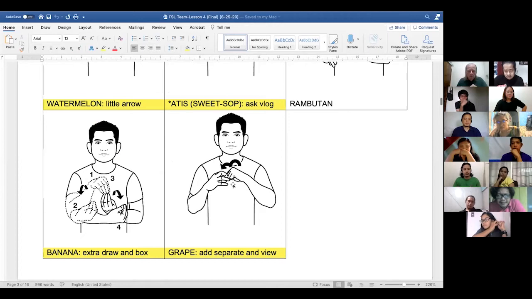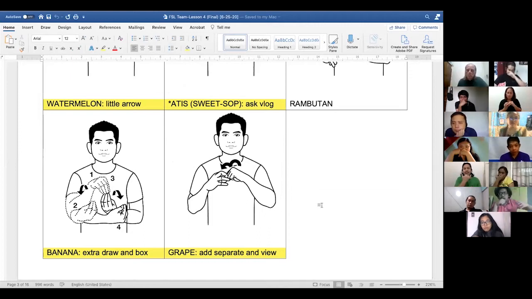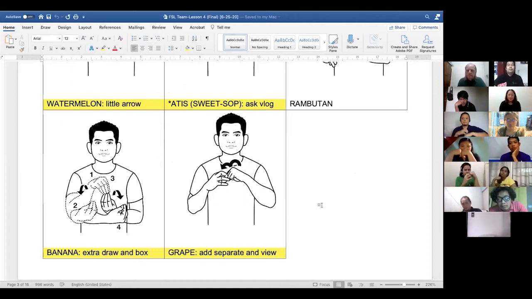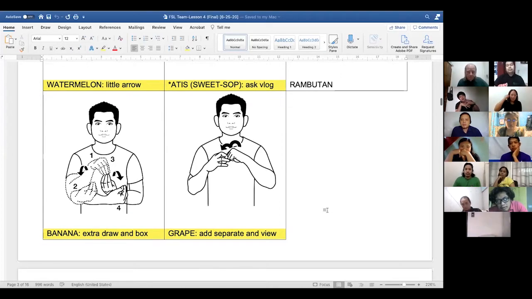Now, I'm not sure about this one, but is it like this? Or is it like this? Sorry. This is a mistake. It should be like this. Okay, no problem. All right. Go down. Yeah, I'll highlight that. Yeah, it's highlighted already.